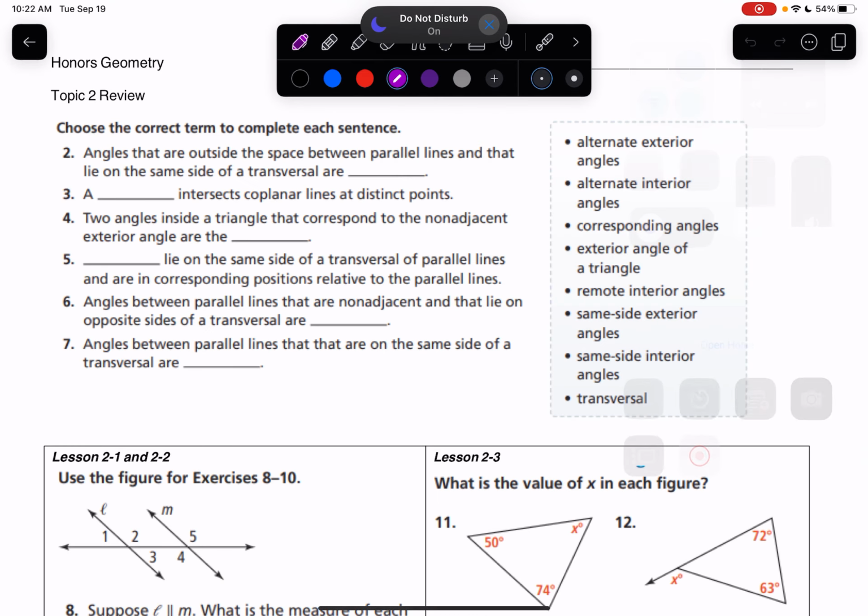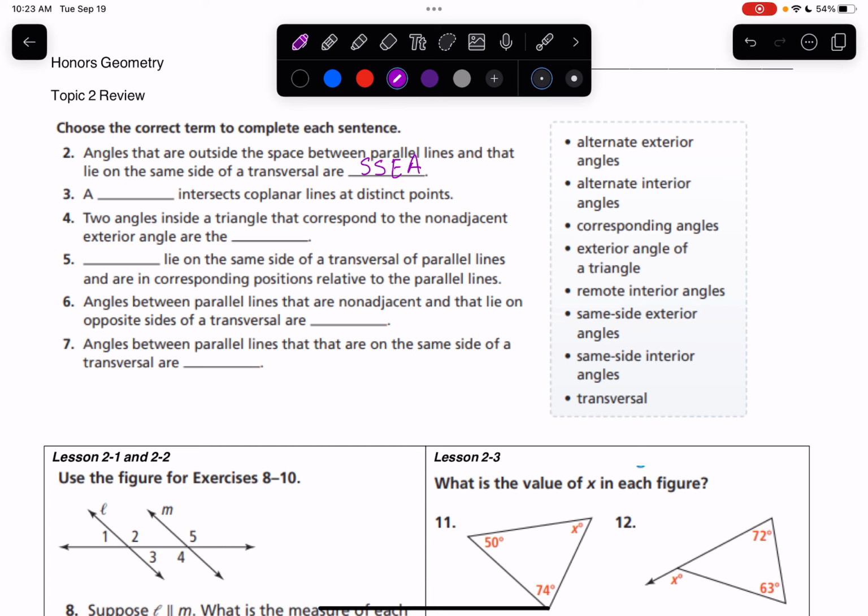All right, it is time for us to go over the topic 2 review, so we're going to do that right now. These fill in the blanks are pretty simple. Number 2, angles that are outside the space between parallel lines and lie on the same side of a transversal are same side exterior angles.